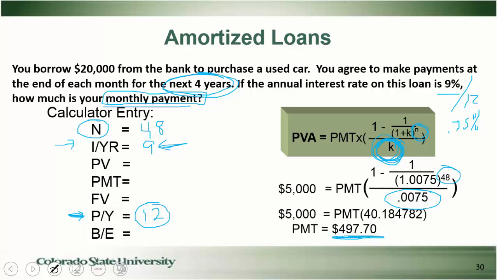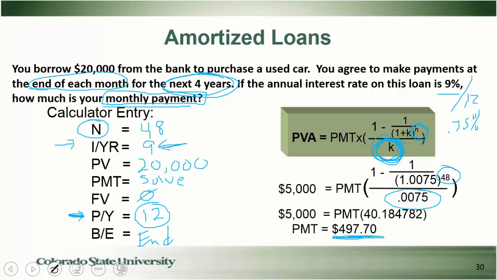Present value, they're giving me 20,000, so there's my present value. I'm solving for payment, and I have no future value. Once again, in a loan situation, that means at the end of the 4 years, there should be no balance left. And is it beginning or end mode? Well, loans are always end mode, plus it even states end mode. So I'm going to put it in end mode.